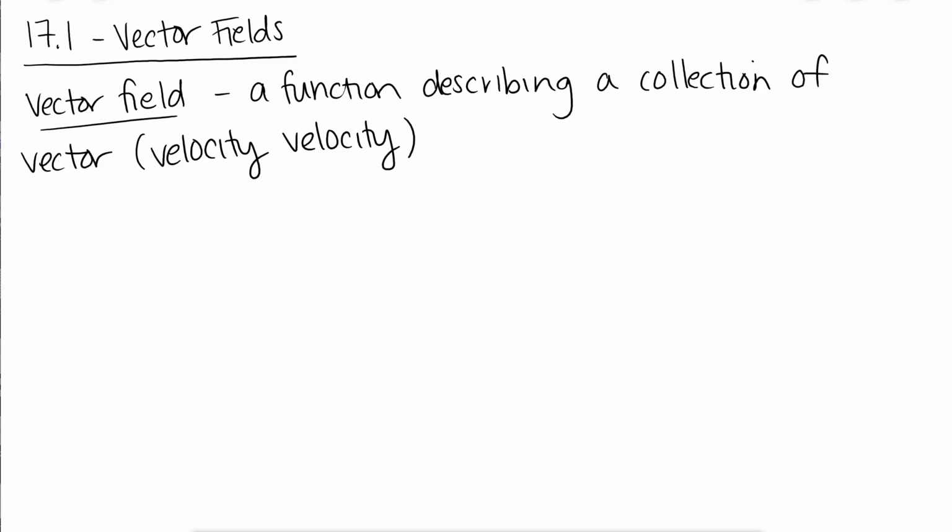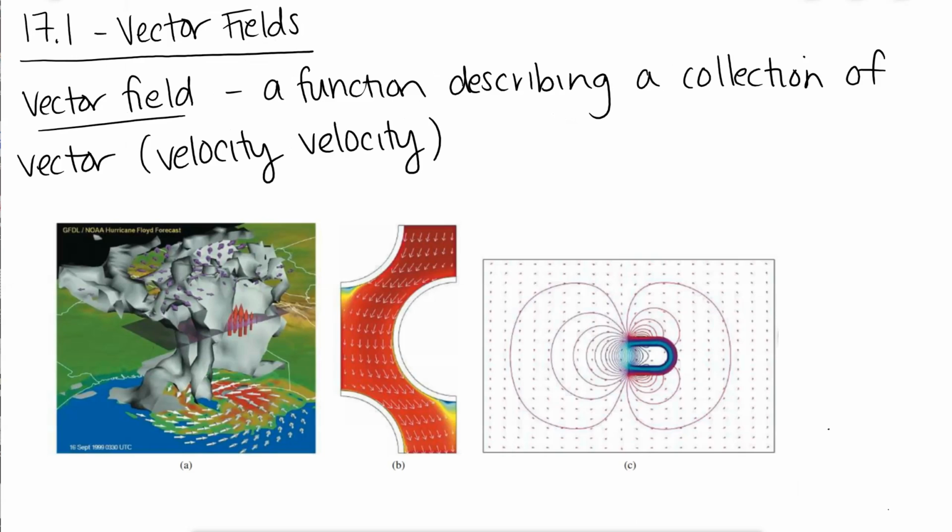Well, let me actually show you a picture that they have in your book. So these are 3 examples that your book gives of vector fields. They probably look familiar to you if you've ever watched a weather forecast, right? They'll show you what the jet stream is doing. That's an example of a vector field.